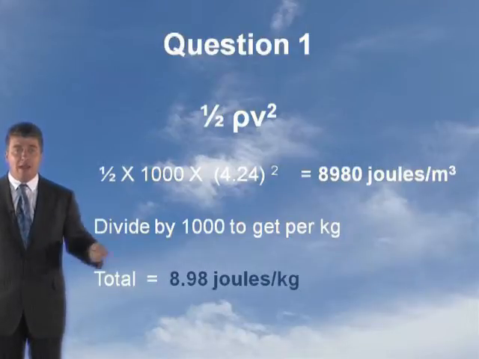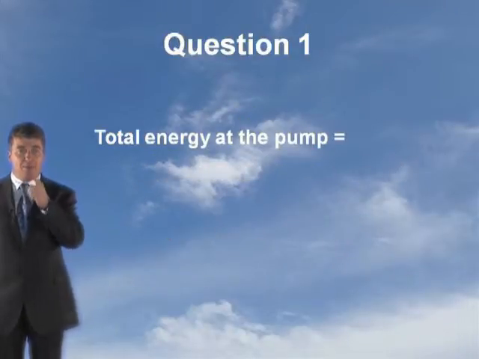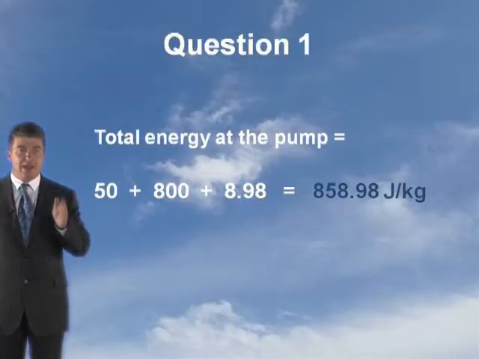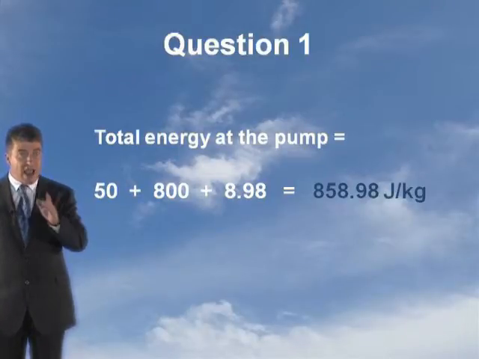Now, all you do is add the three energies up. You've worked them all out. The total energy at the pump is 50 plus your 800 plus your 8.98, which gives you 858.98 joules. This is the energy per kilogram at the pump. That's the first part of the question.